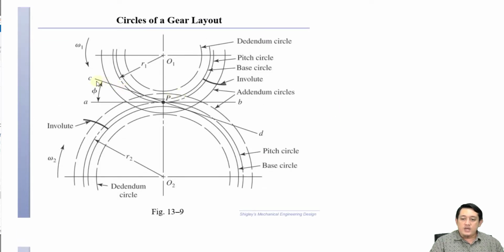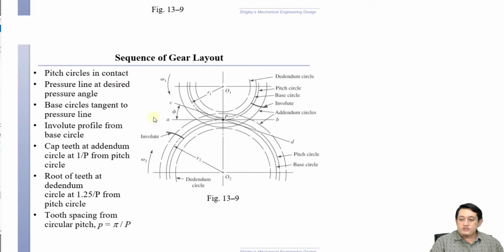We have an angle here, and we call this angle the pressure angle. It is the angle between the line of action and the tangent line at the pitch point. I mentioned earlier that here we have the pressure angle. This is the line of action, or we can also simply call it the pressure line.